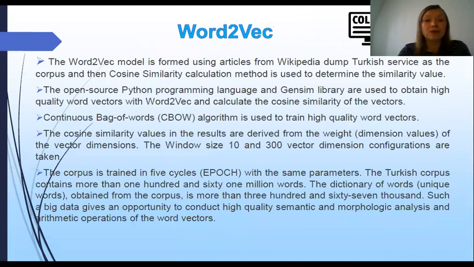The Word2Vec model is formed using articles from the Wikipedia dump Turkish service as the corpus, and then the cosine similarity calculation method is used to determine the similarity value. The open source Python programming language and the Gensim library are used to obtain high-quality word vectors with Word2Vec and calculate the cosine similarity of the vectors. The continuous bag-of-words algorithm is used to train high-quality word vectors.